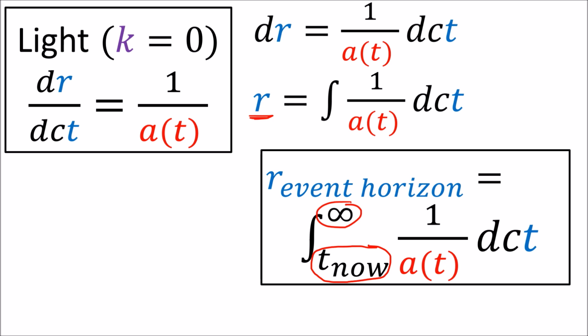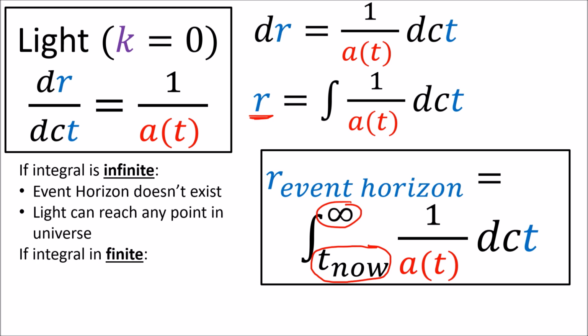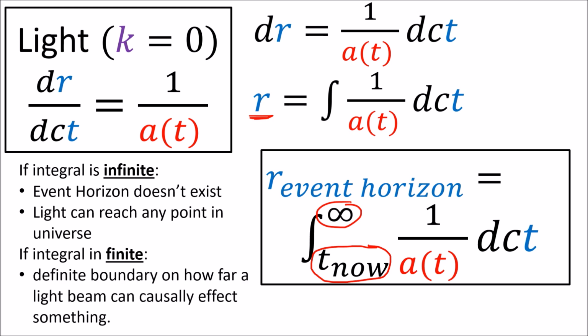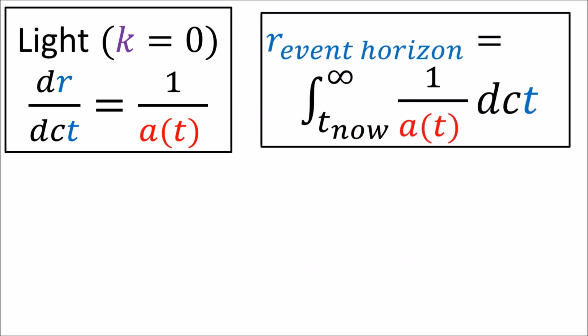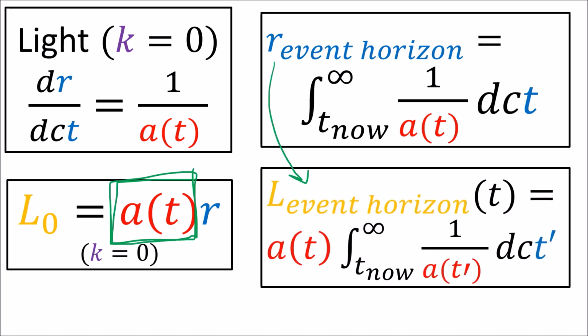Now, depending on how fast a of t changes, this integral could result in an infinite value. This means there is no cosmic event horizon, and light can reach any point in the universe. But if a of t expands fast enough, this integral will converge to a finite value, setting a definite boundary on how far a light beam can causally affect something. To convert the comoving distance r to a proper length, we just multiply by the scale factor a of t.